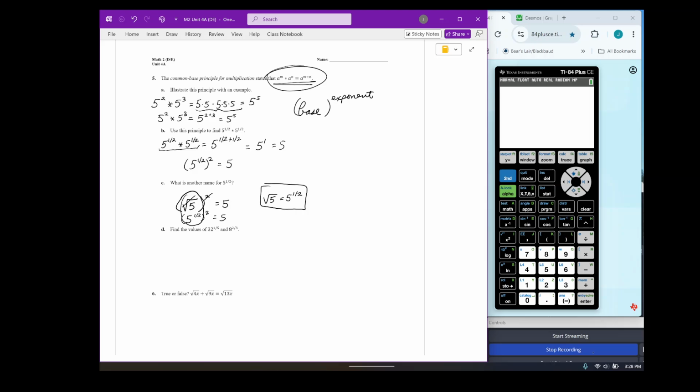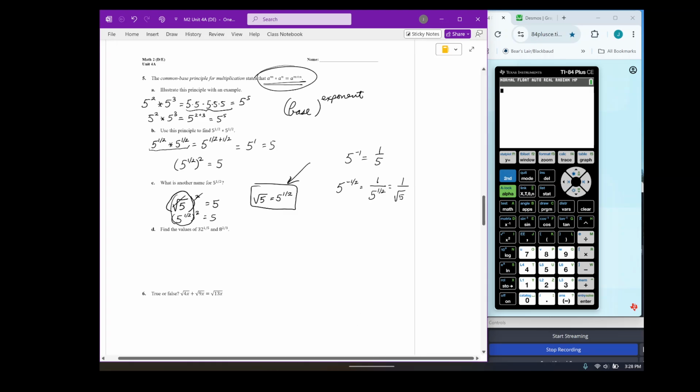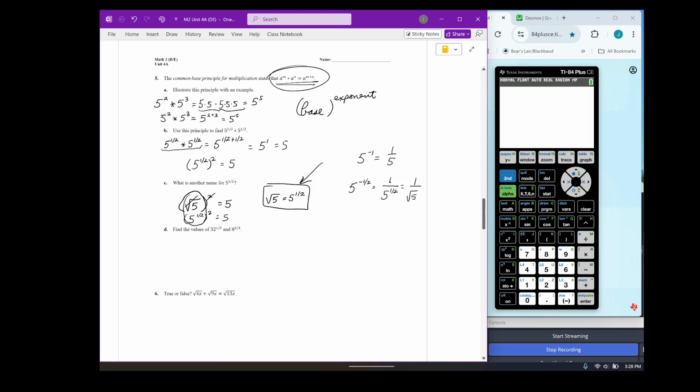Okay, and this notation comes up quite a bit. By the way, if you remember, I just said that 5 to the negative 1 is 1 over 5. So 5 to the negative 1 half is actually 1 over 5 to the half, which is the same thing as 1 over the square root of 5. Okay, so just in case you happen to come across one of those combo things, where it's negative and a fraction.